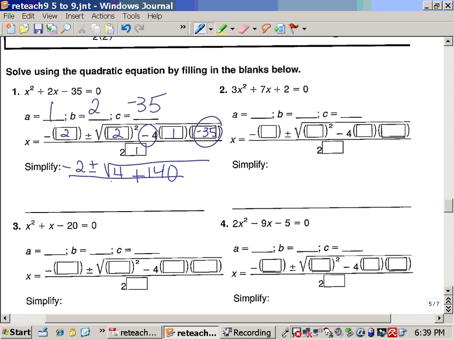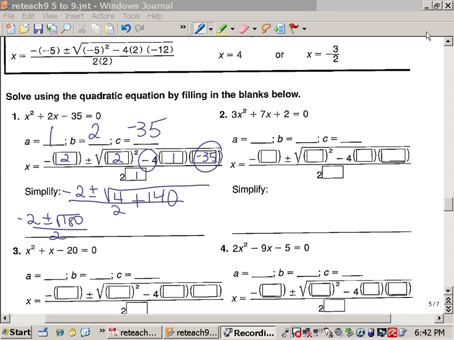all over 2. That gives me negative 2 plus and minus the square root of 180 divided by 2. So I just caught myself. I'm not sure what I was thinking here, but this 180 is completely wrong. This is 144. I must have been thinking about something else.